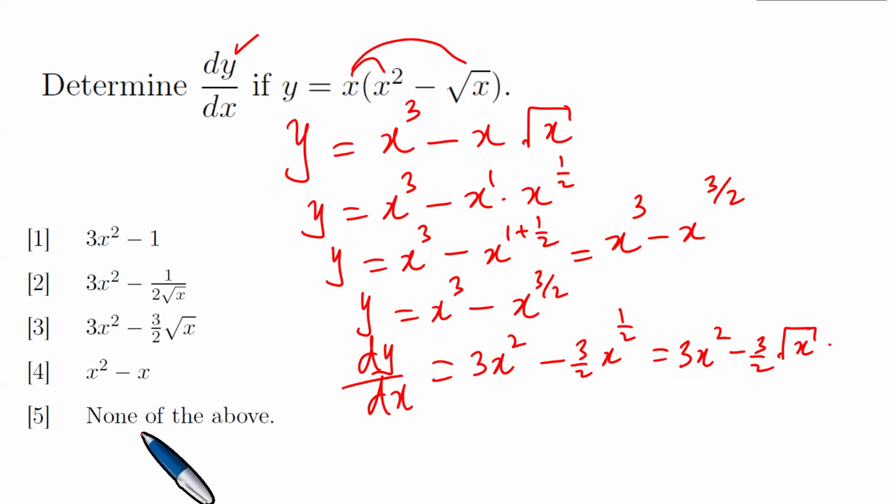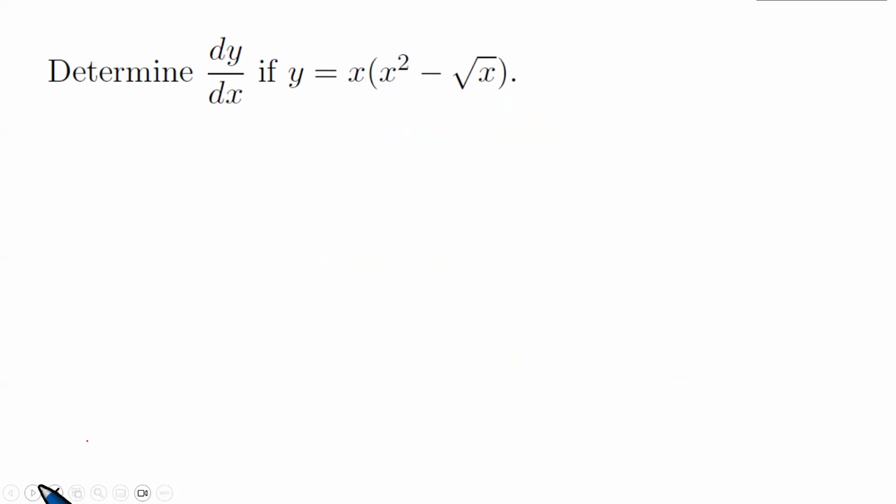Right, so now you think of which one is the correct one. You can see that option 3 has the 3x squared and has minus 3 over 2 times the square root of x as well. Right, so we have seen the answer to this one.